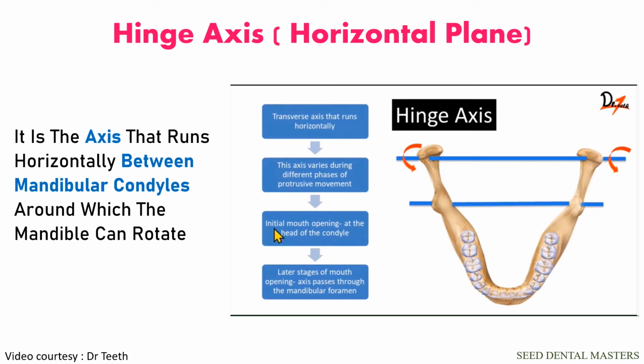So during initial mouth opening, this axis is present at the head of the condyle, and during later stages of mouth opening, the axis passes through the mandibular foramen, as you can see in this picture. Now, rotation around this axis is seen during protrusive and mouth opening movements.